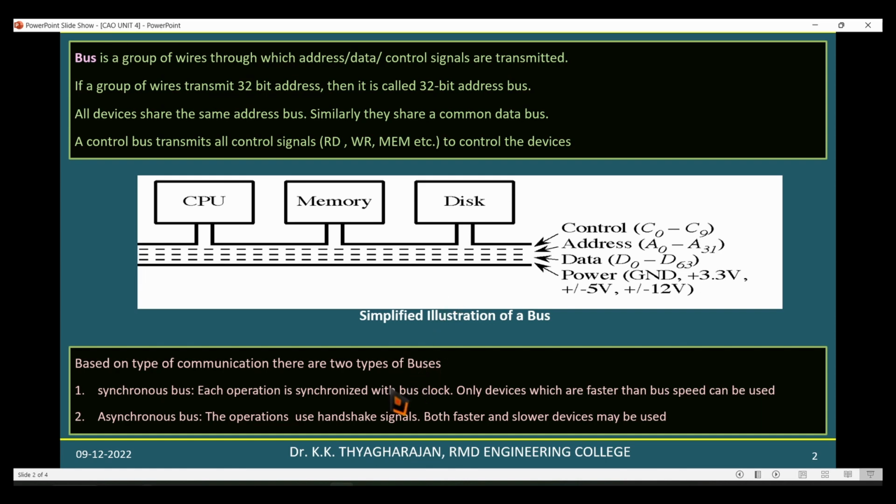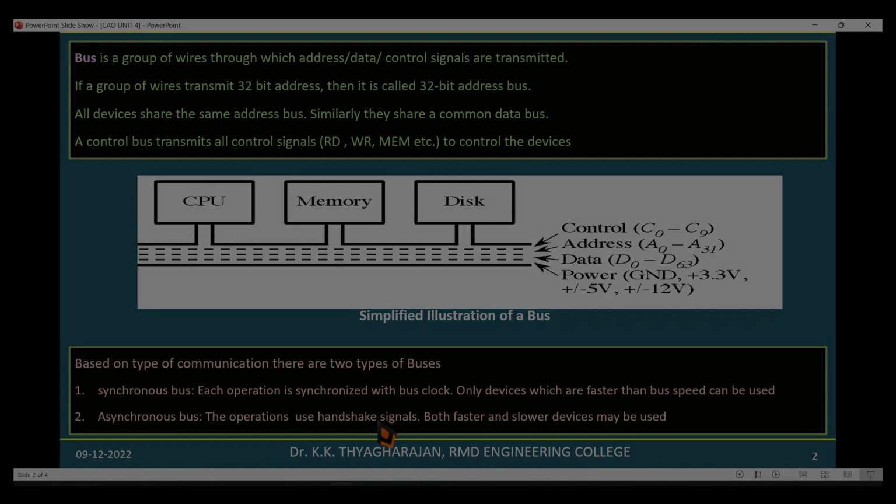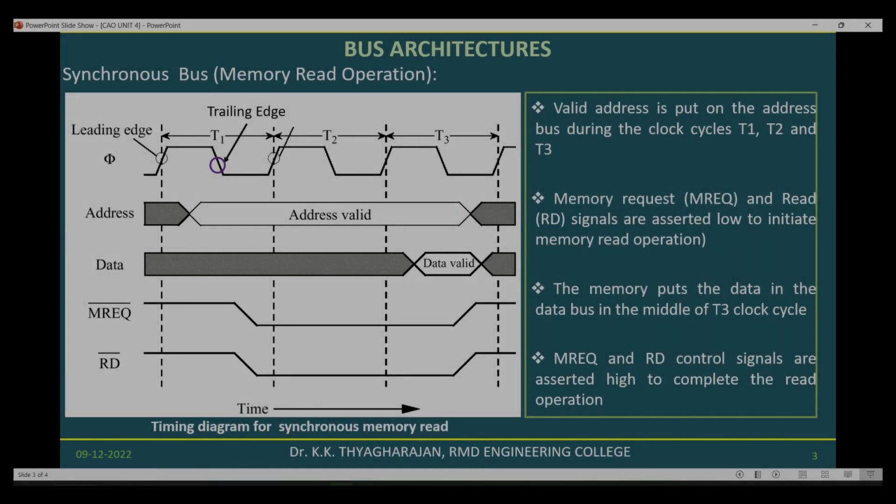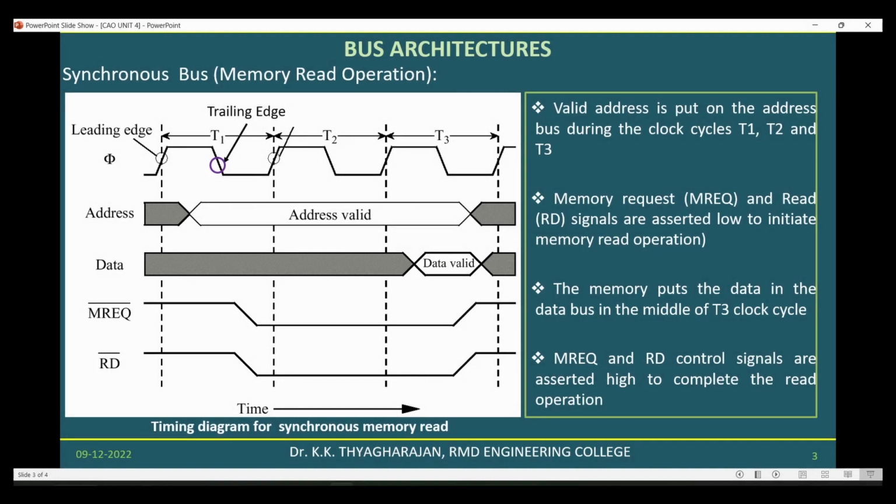If the devices are slower than the bus clock speed, then they can communicate using handshake signals. But this method can also be used for high speed devices. Now, let us see how the data is read from a high speed memory in a synchronous bus. In a synchronous bus, all the signals are transmitted based on the clock cycle. So, this is the timing diagram for synchronous memory read.